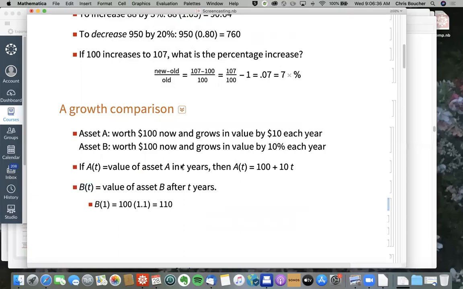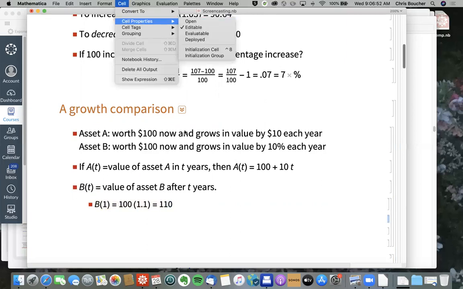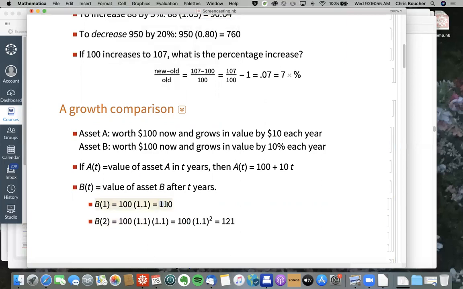So start with b of 1, right? So b of 1 is the value of asset B after 1 year. Well, after 1 year, it grows by 10%, and we know how to grow something by 10%. You just multiply it by 1.1. And so there's the value for b of 1. All right, well, what about b of 2? Well, for b of 2, what I'm going to do is take the amount after 1 year and grow that by 10% because it grows 10% every year. So here is the value after 1 year, and I multiply that by 1.1 to increase it by 10%. And notice that that's just 100 times 1.1 squared.